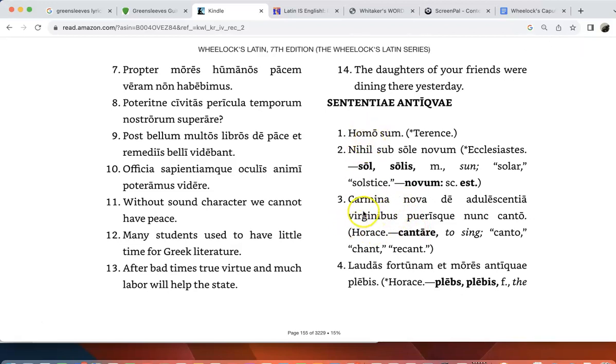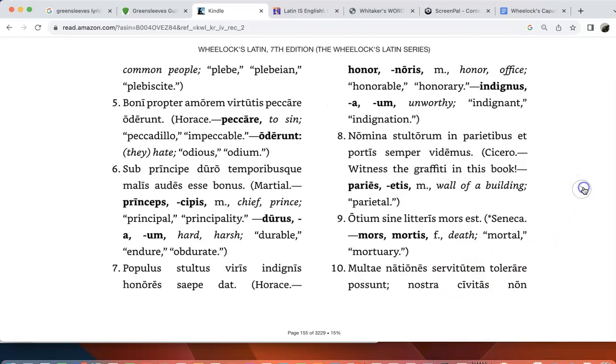First two pretty easy. Number three a little bit trickier. Number four, laudes fortunam et mores antiquae plebis. So here, laudes, we had this in chapter 1, but it's a verb, laudo, laudare, laudavi, laudatum. But it ends in s, that means you, second person singular. So you praise the fortune and mores of the ancient people.